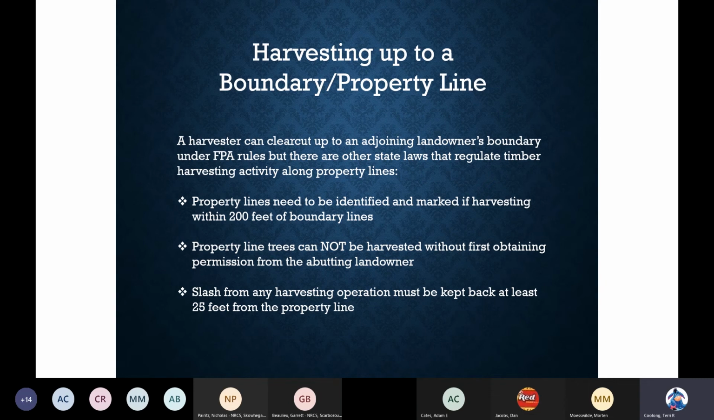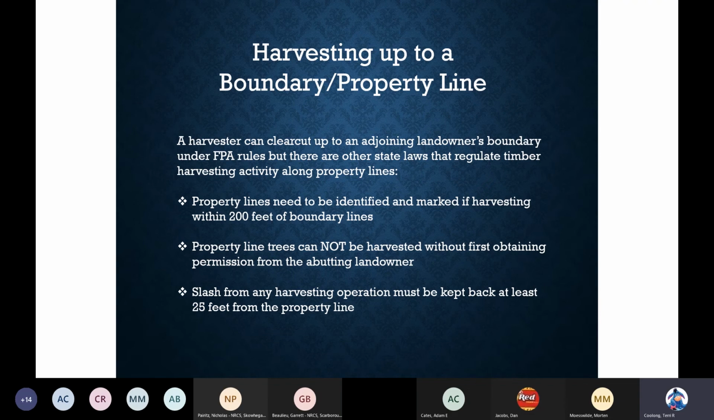If you're going to harvest up to a property line, you have to identify your lines and you have to mark them if you're getting within 200 feet of them. The property line trees themselves cannot be harvested unless you first obtain permission from the abutting landowner. And really, that's a very poor practice, because we all know that one of the best ways to get in a fight with your neighbor is to not understand where your property lines are. So cutting that property line out is very, very poor practice.